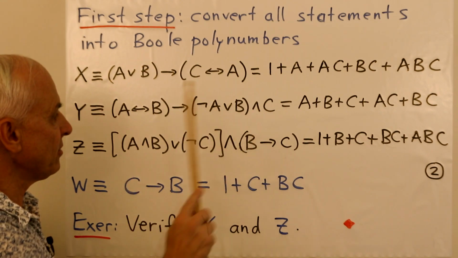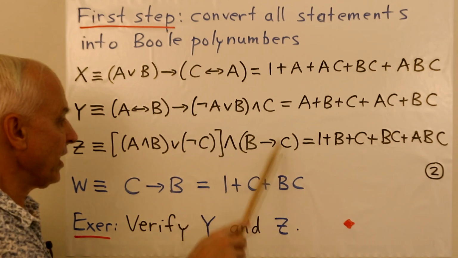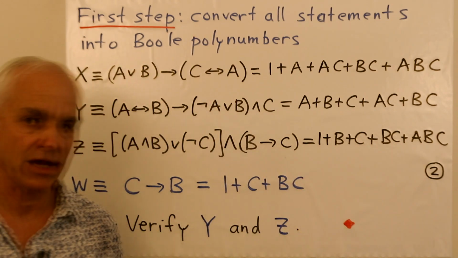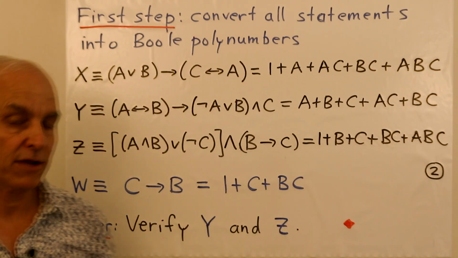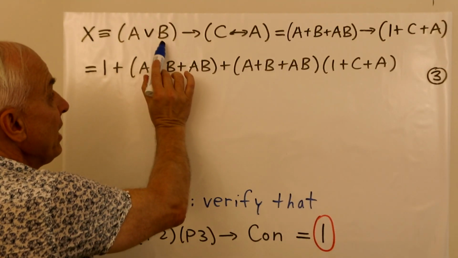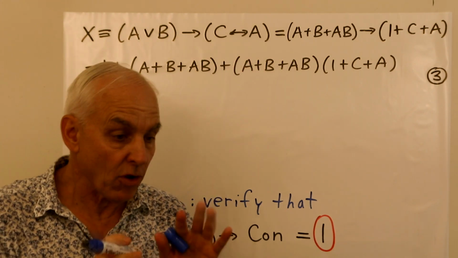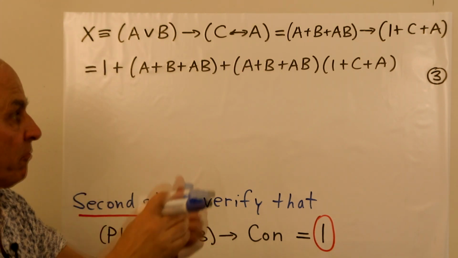So the idea is to take this thing and simplify it to get this, and also to take this thing and simplify it to get this. We are now going to have a look at the first one. So X was A or B implies C is equivalent to A. So we want to replace all these connectives with their algebra of Boole equivalents.